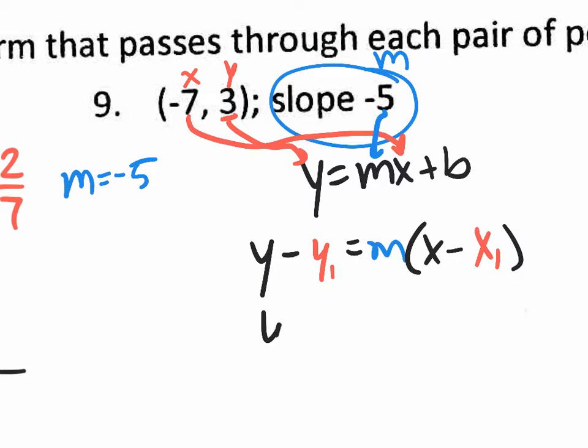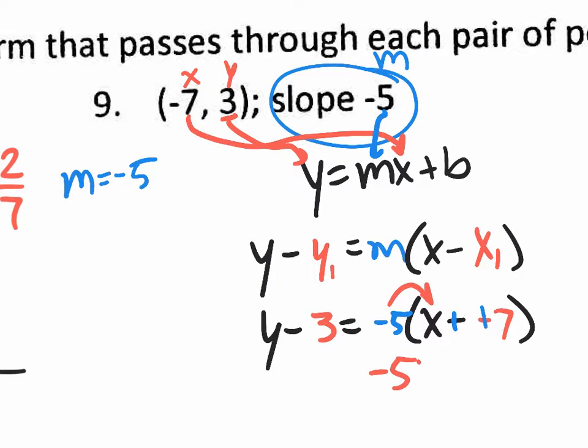Use blank spots. y minus blank equals blank parenthesis x minus blank. And let's plug in our y1 value of 3, our m value of -5, our x value of -7. Change the minus minus to plus plus. And this is an equation in point slope form, but you could change it to slope intercept just by distributing the -5. -5 times x, -5x, -5 times 7 is -35. And we will have y minus 3 on this side.